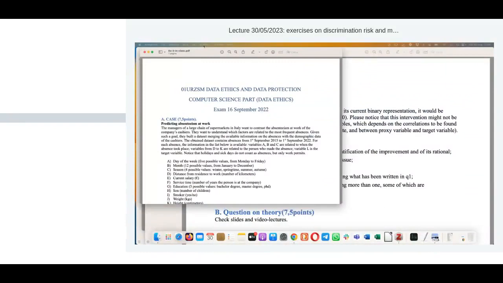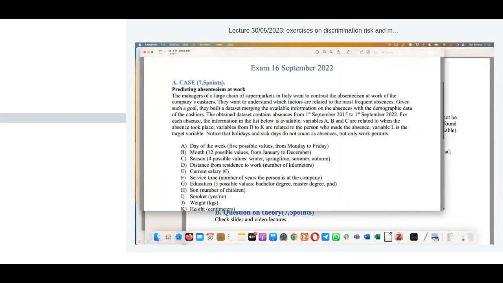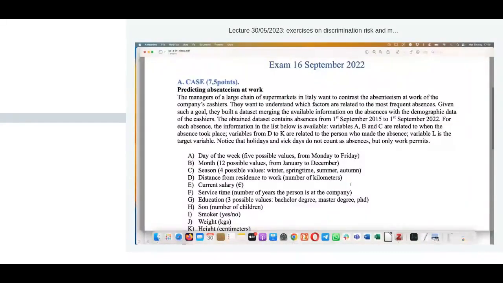Okay. Now, last exercise for today. Quickly comment it, and then I leave it to you to do it. Predicting absenteeism at work.